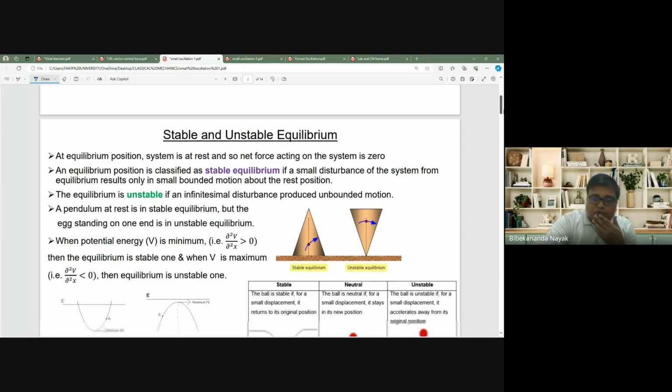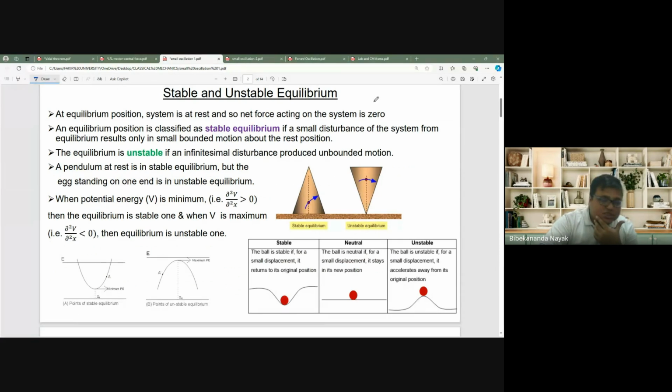Stable and unstable equilibrium. We know that at equilibrium, the total force acting on the system is zero. But there are two kinds of equilibrium, one stable and one unstable. An equilibrium position is classified as stable equilibrium if a small disturbance of the system from equilibrium results only in small bounded motion about the rest position. If we slightly disturb it, it will execute a simple oscillatory motion about the equilibrium position. But if you slightly disturb it, it falls down.